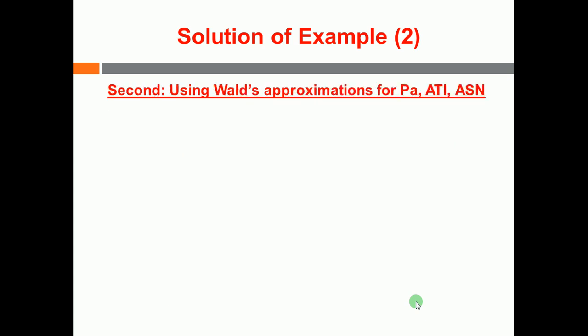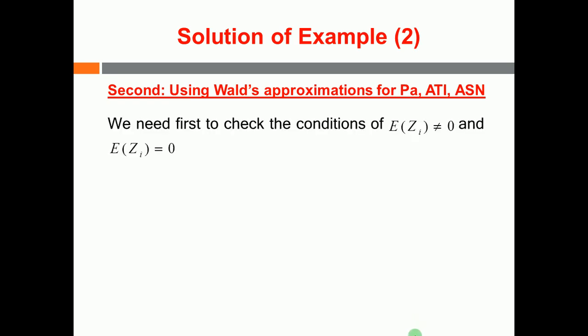Okay. The second requirement was to use a Wald approximation for the probability of acceptance, the ATI and the ASN. Here I didn't require the AOQ because after all the AOQ is not an approximation from Wald. It is generally an approximated formula in the AOQ, and Wald used the approximation formula for the AOQ. In order to identify a Wald approximation we have to know when the expectation of zi is equal to 0 and when it is not equal to 0, because the formulas provided by Wald depend on these two conditions.